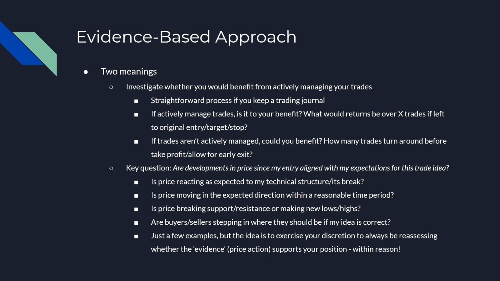So as it says at the bottom, just a few examples, but the idea is to exercise your discretion to always be reassessing whether the evidence, which for us as technical traders is the price action, supports your position or goes against it. So from a trade management point of view, if price is developing positively, in the direction of your trade position and in line with your expectations, then that's fantastic, we manage accordingly. If it isn't, we also manage accordingly, as will be explained in the coming section. So that's an important thing to bear in mind.